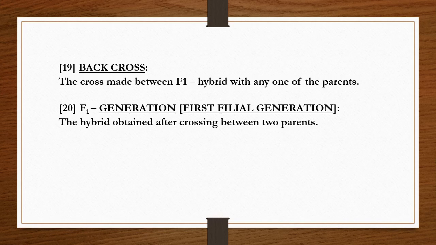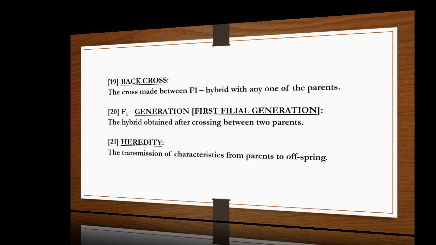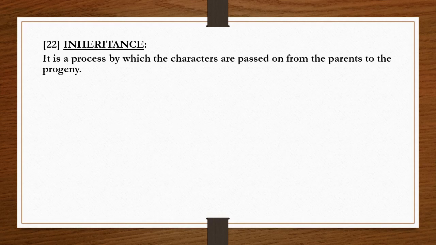F1 generation or first filial generation. The hybrid obtained after crossing between two parents is called F1 generation or F1 hybrid. Heredity. The transmission of characteristics from parents to offspring is called heredity. Inheritance. It is a process by which the characters are passed on from the parents to the progeny.